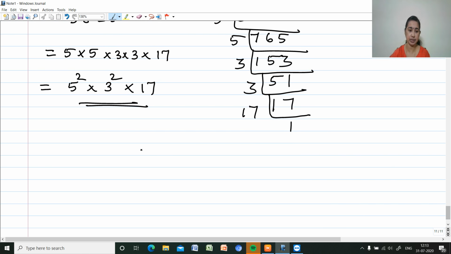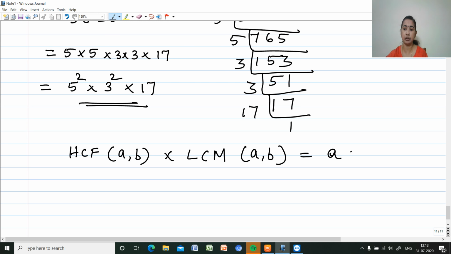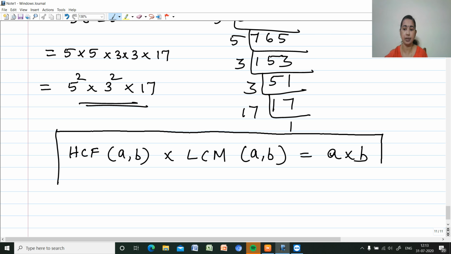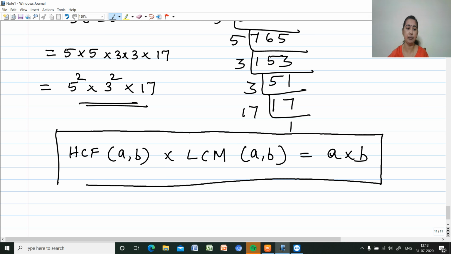Then the second concept we have to study here is that HCF of two numbers A and B into LCM of two numbers A and B is the same as the product of the two numbers. So again another important concept: HCF of A and B times LCM of A and B gives the product of the two numbers A and B. So using this we will do the next question.